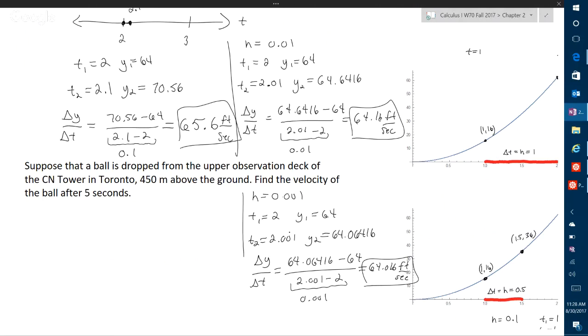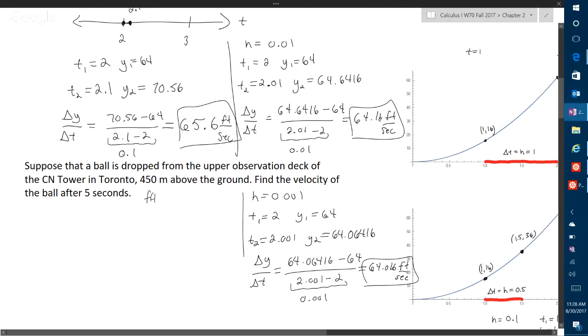But it's the same idea. The only difference is the function is going to be a little bit different because it's in terms of meters. However, I've given you that equation already. What is the equation you're supposed to use? 4.9 t squared. That's the only thing that's going to be different. Okay? 4.9 t squared.